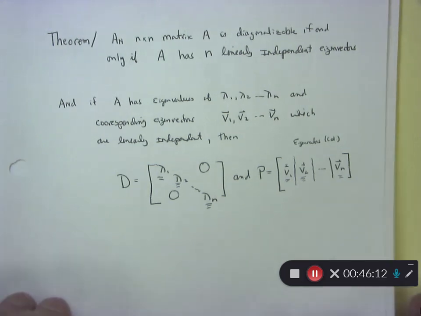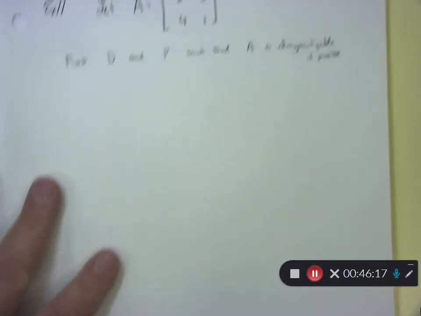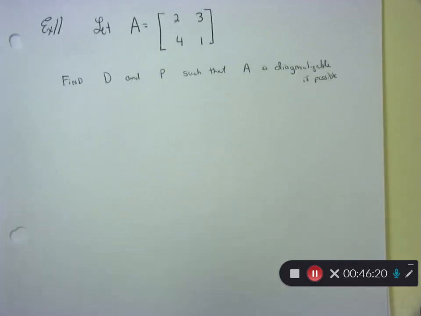So, getting the pattern down and how it all ties together, we've got to do a problem. I've got to start you out small. 2 by 2. Let A be equal to 2, 3, 4, 1. Find D and P such that A is diagonalizable if possible. And I'll put that "if possible" on the test because it may not be possible. What makes it possible to be diagonalizable? You've got to have linearly independent eigenvectors. Okay?